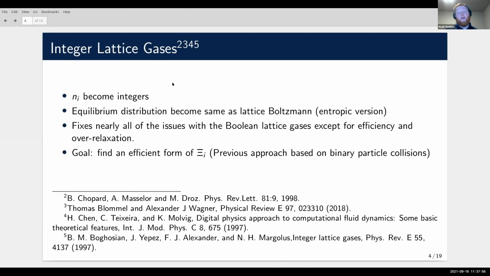In this version, the Ni become discrete integers, and this leads the equilibrium distribution to be the same as the lattice-Boltzmann, or at least the entropic lattice-Boltzmann. And this fixes almost all of the issues that the Boolean lattice gas has. It's fairly simple to scale up. The equilibrium distribution is okay, and the research is out there. However, it's not very efficient.